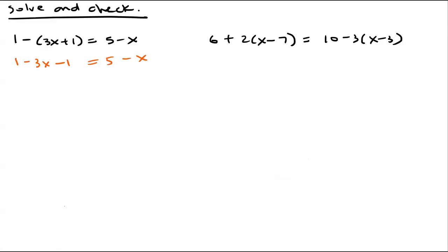Let me pause this. All right, so we have 1 minus 1 here. That's going to give you 0. Negative 3x equals 5 minus x. Okay, now what's our next step? What do we do next?